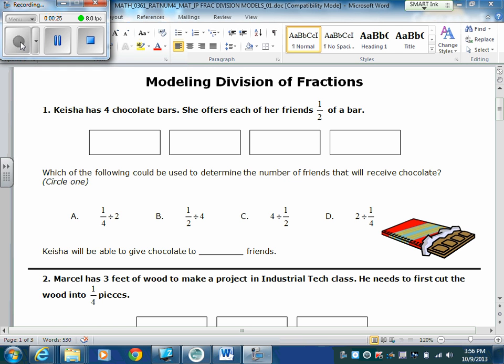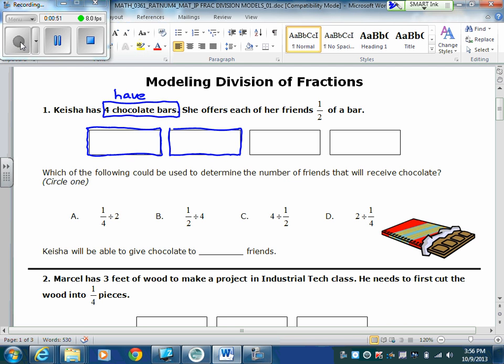Okay, so for number 1, it says Keisha has 4 chocolate bars. She offers each of her friends a half of a bar. So they have a picture for us here. And in my problem, it says we have 4 chocolate bars. This is what we have. And we get a picture here. She has 4 chocolate bars, whole chocolate bars. She offers each of her friends a half.